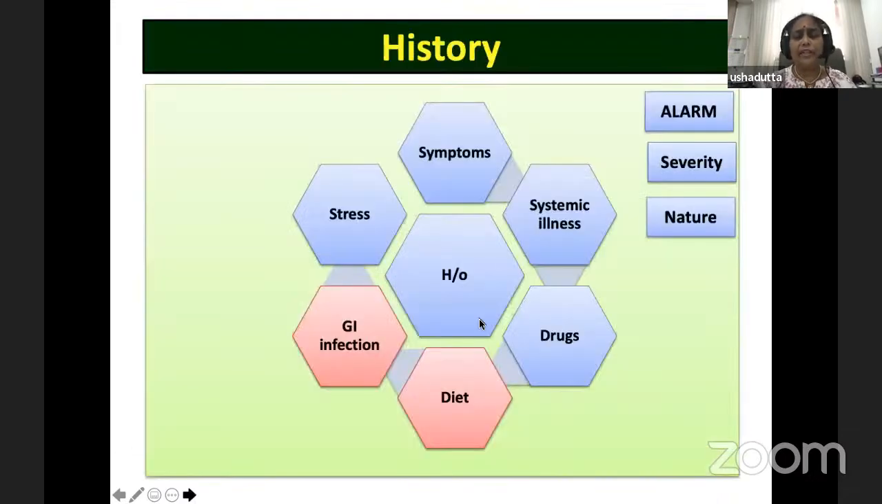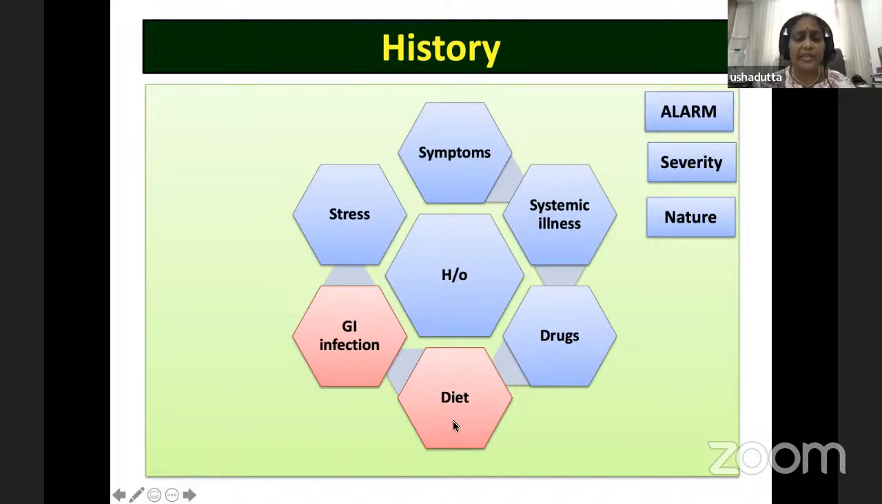So how to evaluate these patients? Look for the symptomatology, systemic illnesses, drugs which the patients are taking, and what diet they are taking. Increasingly, I'm finding a lot of junk food, outside food, poor quality oil, and not well preserved food. All are coming up into our Indian diet.